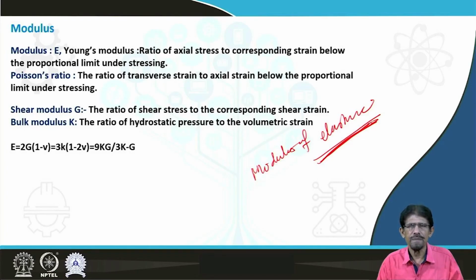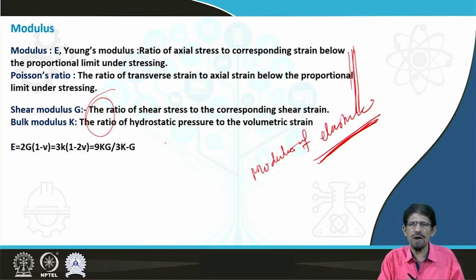If the stress is not compressive or tensile but belongs to the shear mode, then the same concept, the ratio of shear stress to the corresponding shear strain, is recognized as shear modulus. And in practice, traditionally we use the letter G for the shear modulus. The shear modulus is also known as modulus of rigidity.